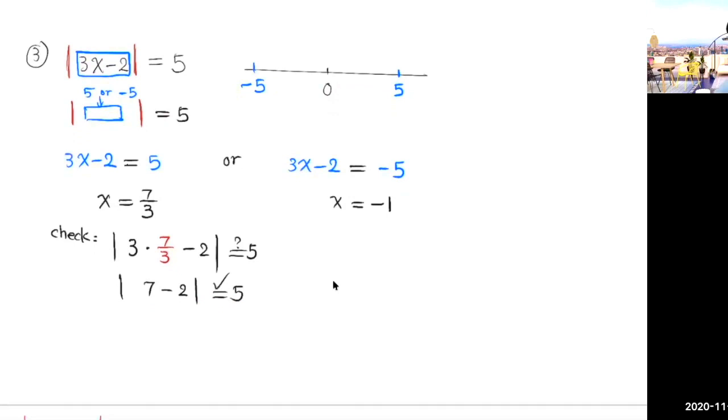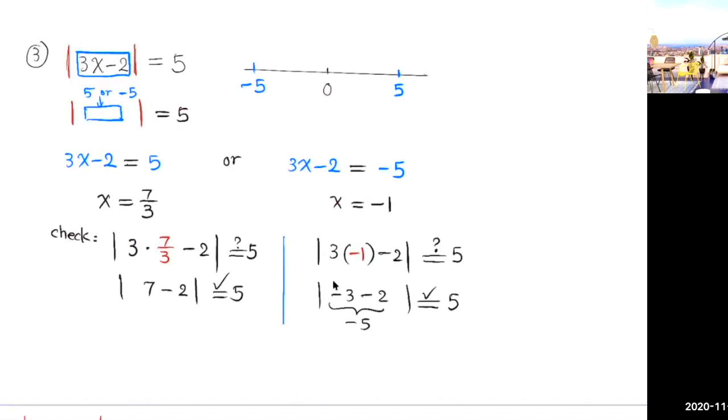So check. Now the second one here: absolute value of 3 times -1 minus 2 is equal to 5. 3 times -1 is -3. -3 minus 2, so yeah, it's -5. The absolute value of -5, indeed, is equal to 5. So check. Both of them are solutions.